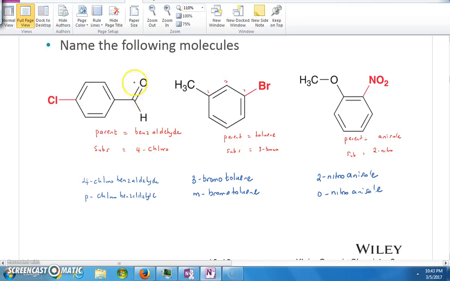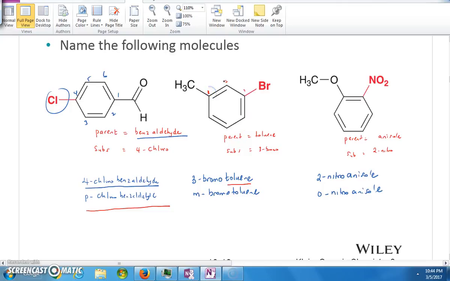You can see the parent here is benzaldehyde, and the chlorine is at the 4 position, because if you count 1, 2, 3, 4, 5, and 6, you can see that the chlorine is at the 4 position. So it becomes 4-chlorobenzaldehyde, or you can call it para-chlorobenzaldehyde.